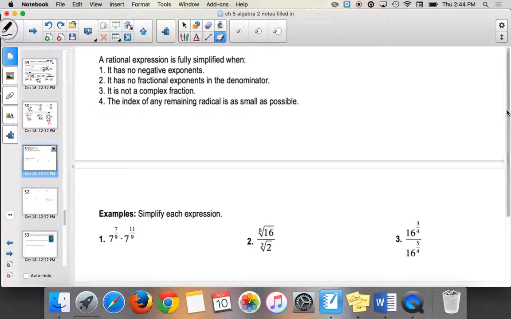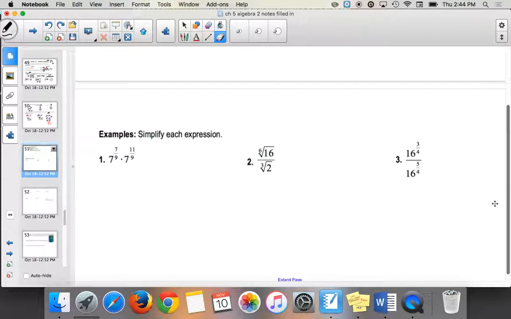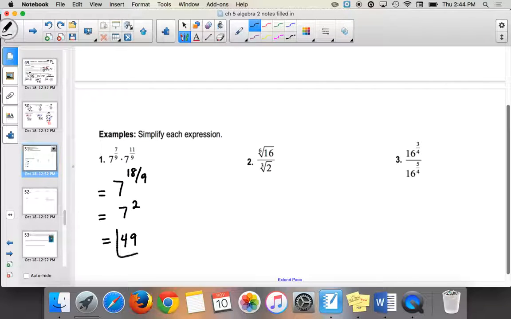So this first one. So I have 7 to the 7/9 times 7 to the 11/9. So remember we just added our exponents. So we're going to get 18 over 9. Which is 7 squared. So our answer here is 49, exactly.